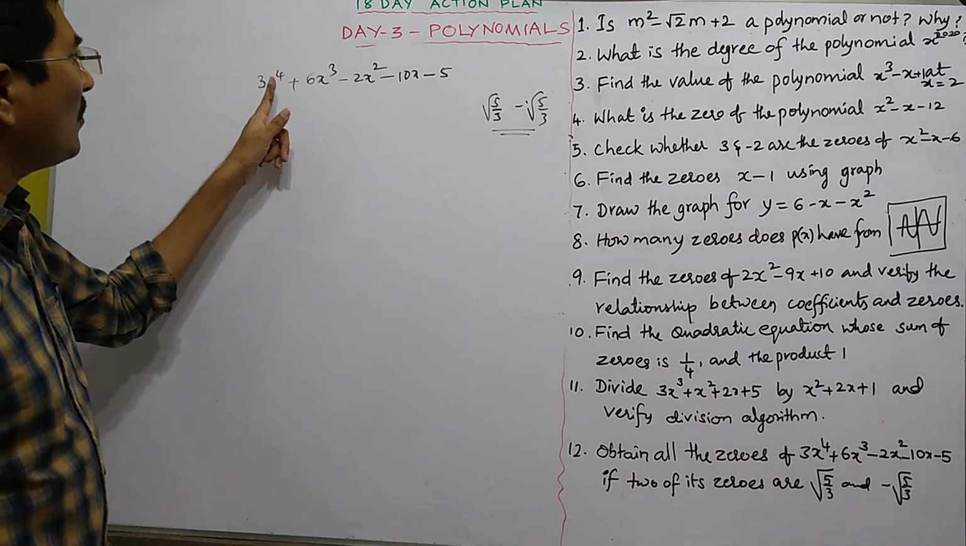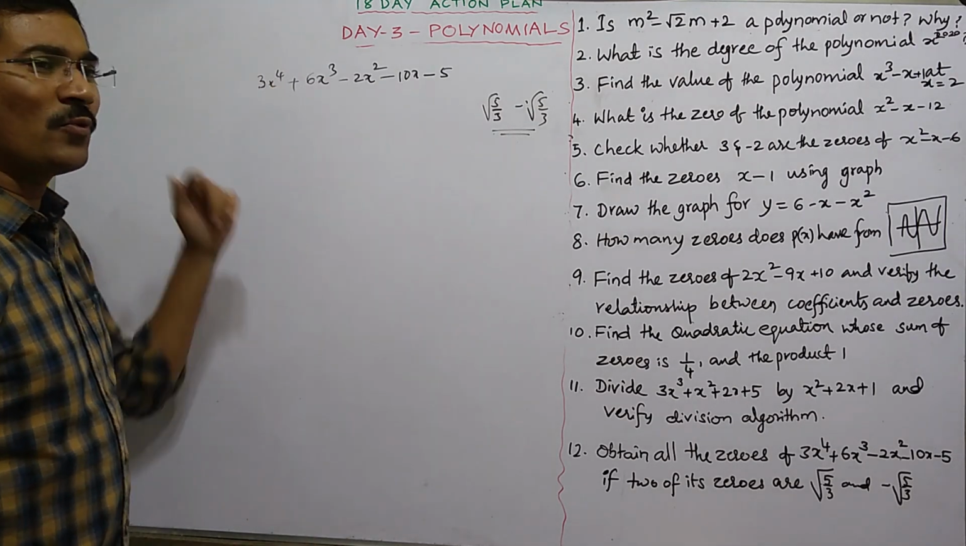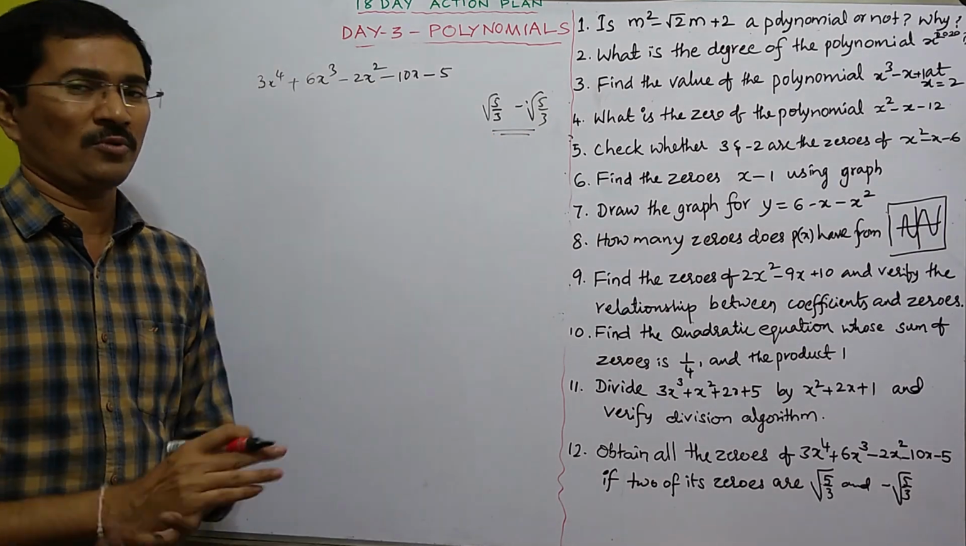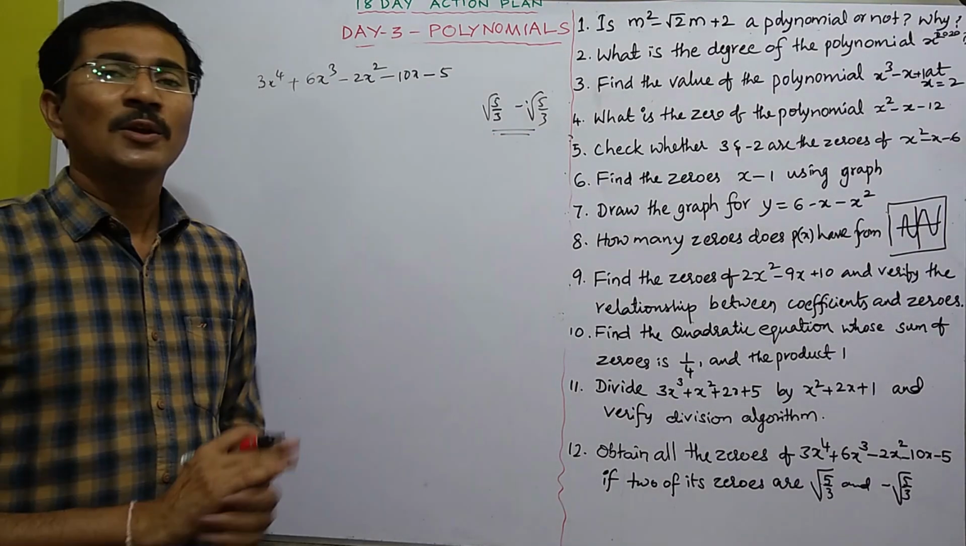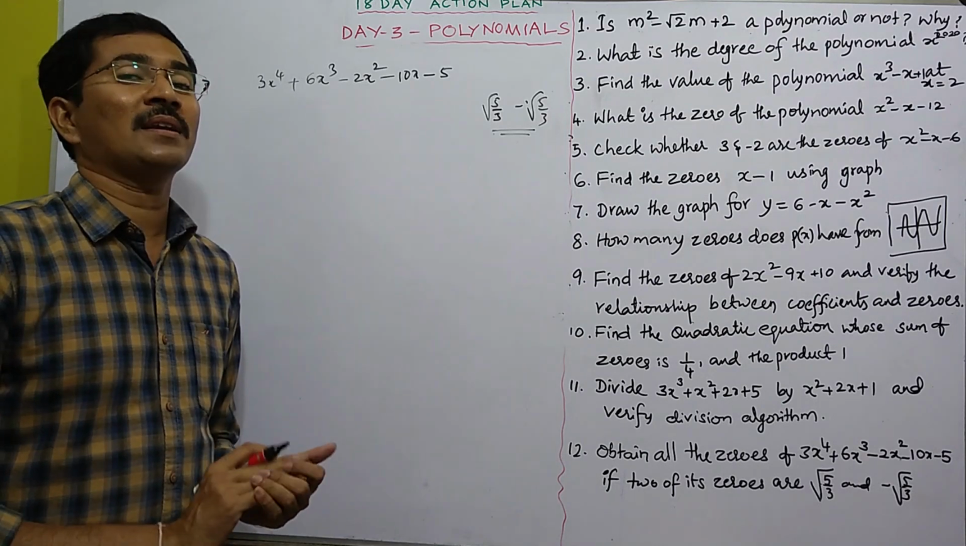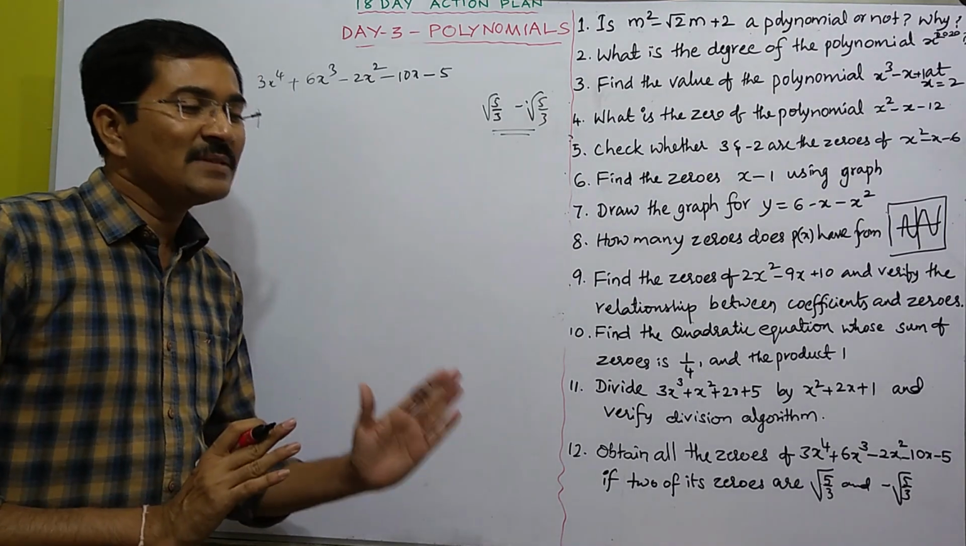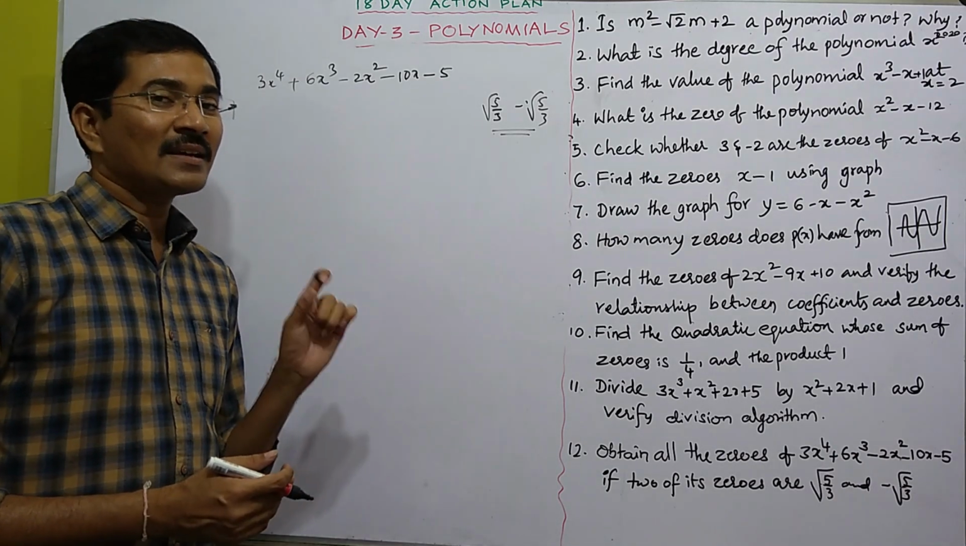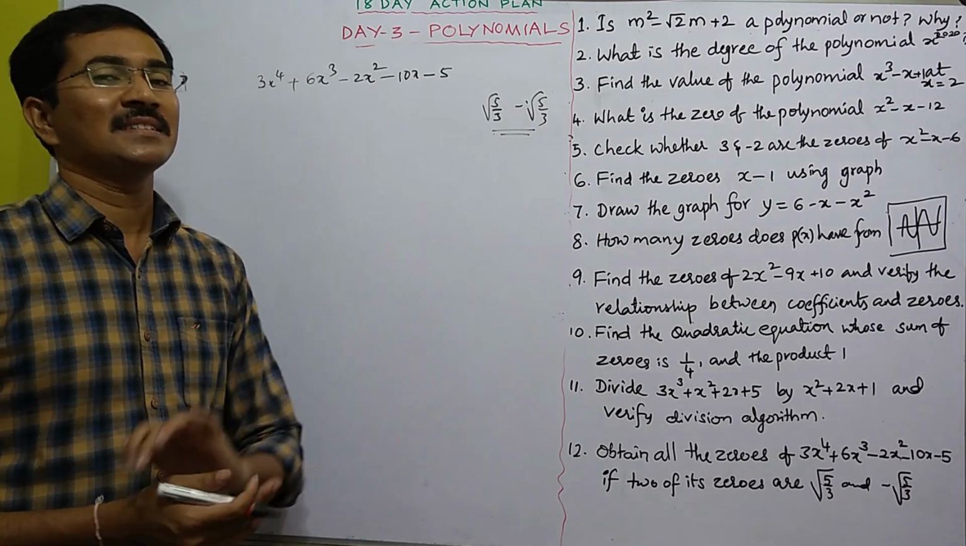So how many zeros can it have? Because its degree is 4, it can have a maximum of 4. 2 are already given, so probably we'll have 2 more. Then how to find that? Do you remember the divisibility rule for 6? If a number is divisible by 2 as well as by 3, that number is also divisible by 6.